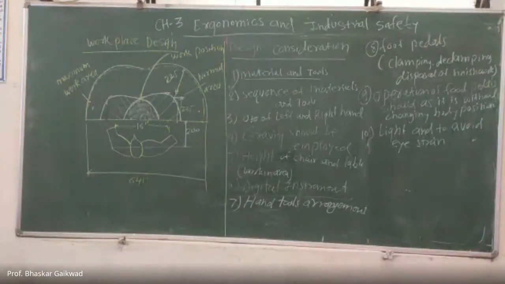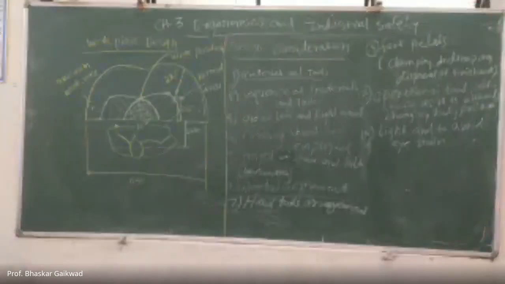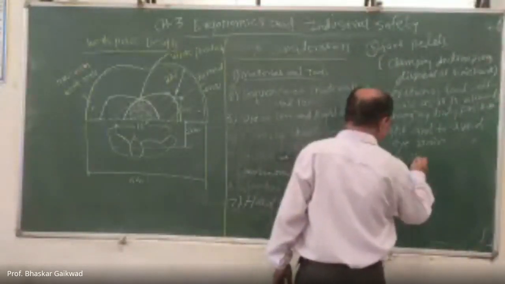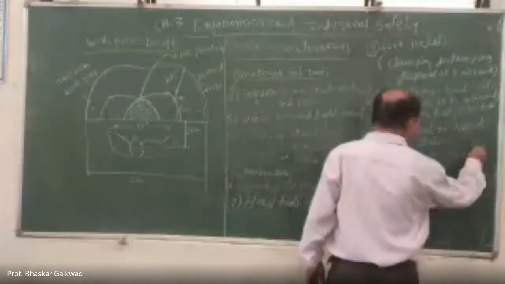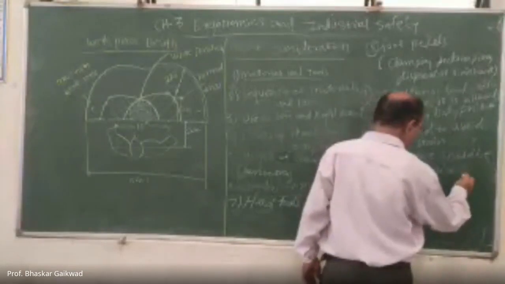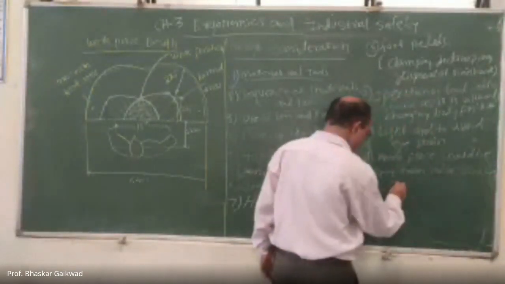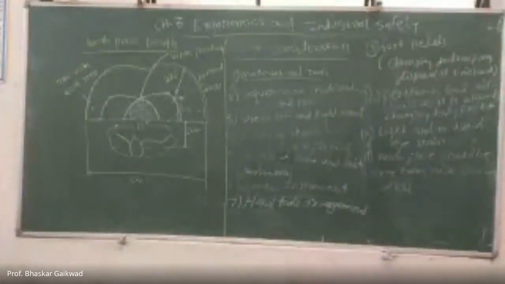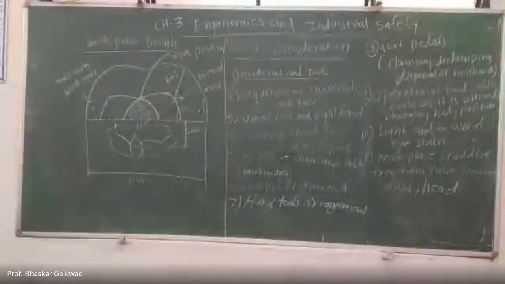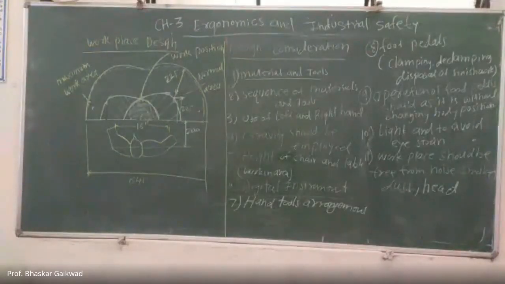Workplace should be free from disagreeable elements: heat, smoke, dust, noise. So this is the last point: workplace should be free from noise, smoke, dust, or any other disturbance. Your workplace should be away from any noise, away from the smoke, dust, heat. Heat is also very important. So away from the heat. This point you have to consider while designing the workplace.